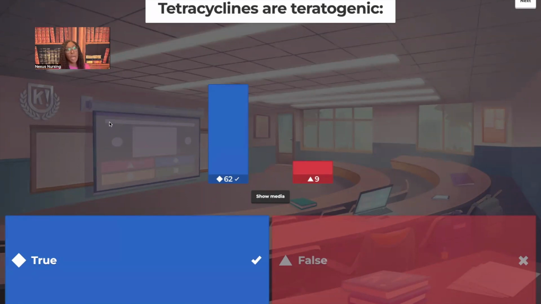Okay. You do have to know the drugs that fall under that drug class of tetracyclines, and that's easy because they end in "cycline." Tetracycline, doxycycline, minocycline. They end in cycline, so you'll know it's a tetracycline.